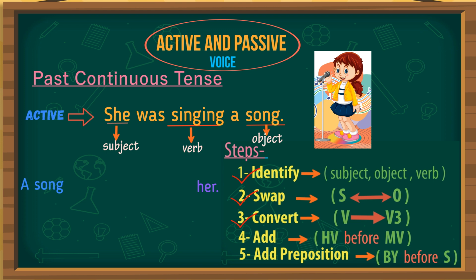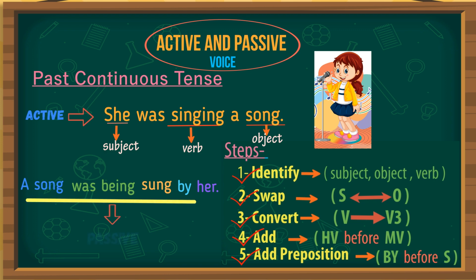Now, converting the main verb into the verb's third form, it will be sung. Add a helping verb of to be. It will be was being. Lastly, complete the sentence with by before the subject. By is placed before her. So, the passive voice sentence is: a song was being sung by her.